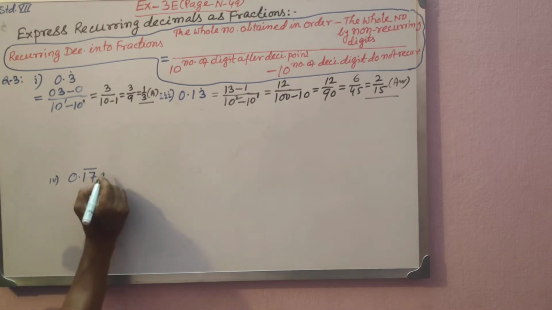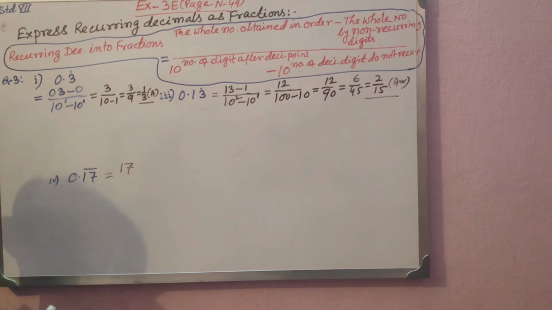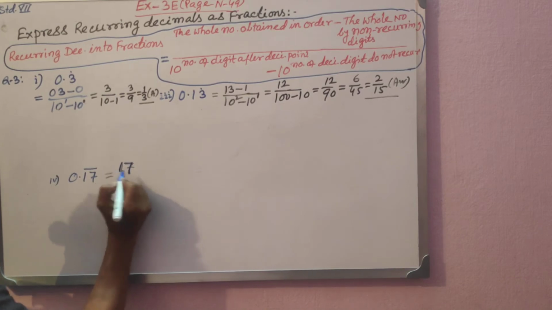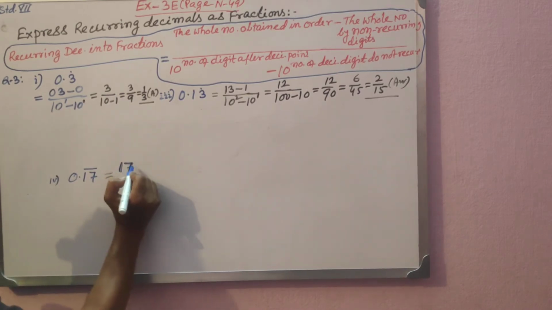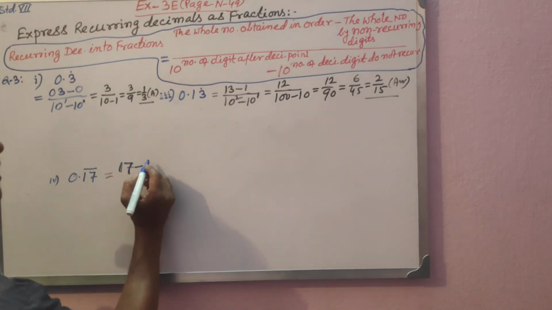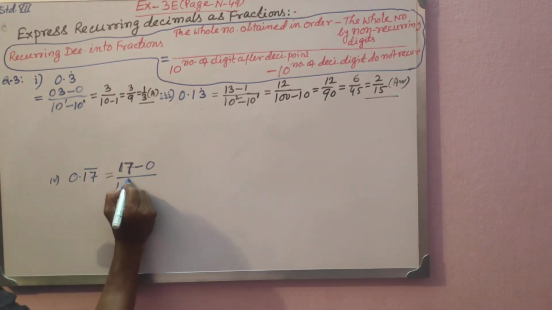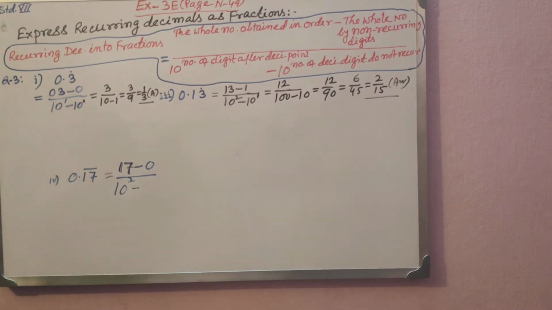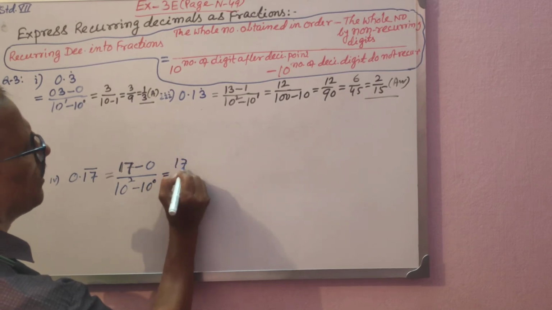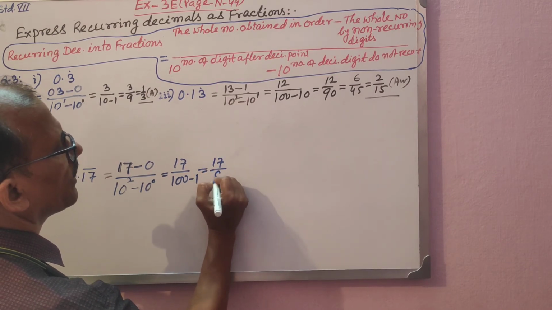See this one. I will tell you first all the digits in order. 0, 1, 7. That means 17. Is it not 17? Yes, it is 17. All the digits 0, 1, 7 means 17 only, minus the non-recurring digits in order. No non-recurring digits in order, that is 0, divided by 10 to the power what? How many decimal digits are there? 2. Minus how many decimal digits do not recur? There is none. So 10 to the power 0. So 17 by 100 minus 1, which is equal to 17 by 99.